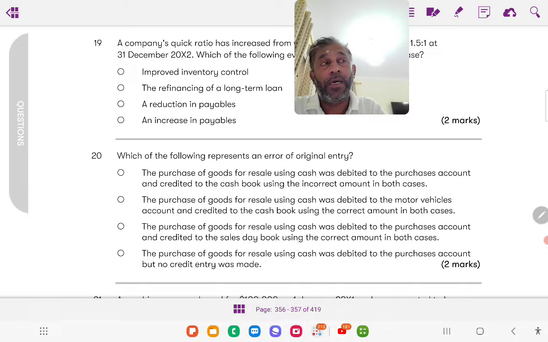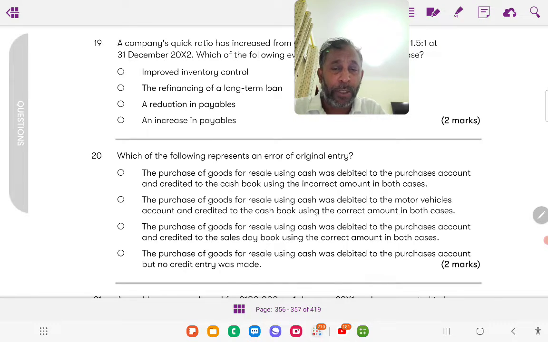Now, this could result when the clerk receiving the purchase invoice enters it in the day book as a wrong amount, that could reflect this. So this is something that is related to original entry. This is the answer. Second one, the purchase of goods for resale using cash was debited to the motor vehicles account and credited. No, this is not the answer.